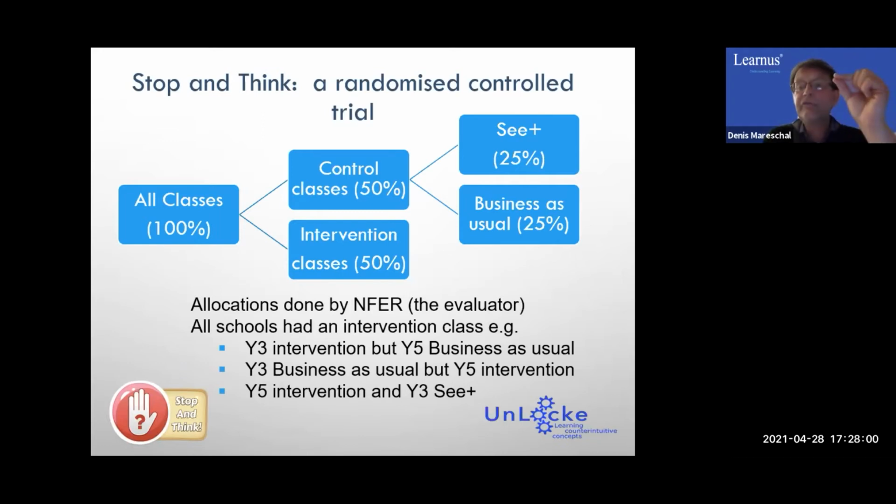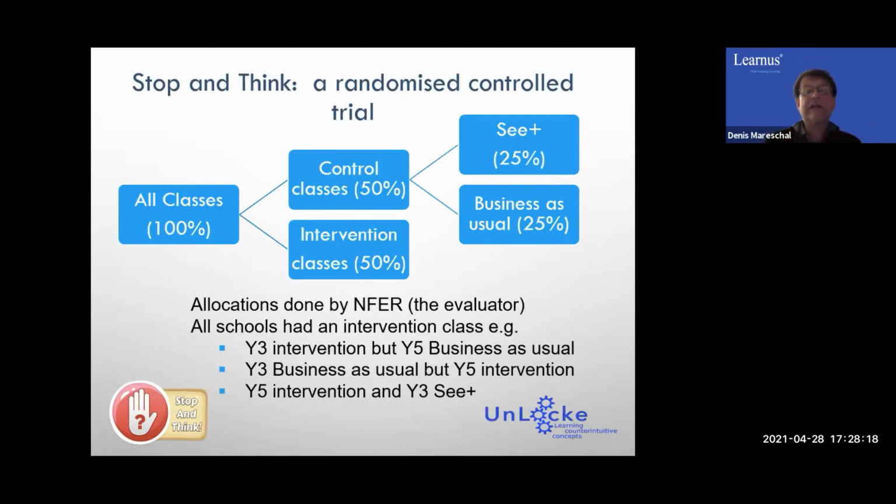But within the controls, we have 2 different types of controls. One is the business as usual. The other one is the C+ active control. So we'll be able later to compare the intervention children against the C+ active control and make sure that any gains we get aren't because of a kind of placebo.